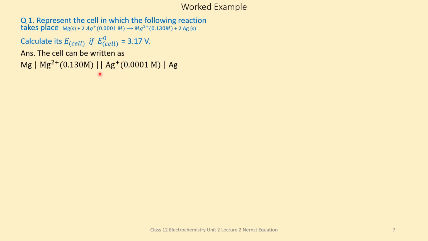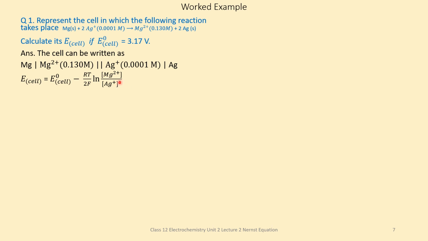The cell equation can be written as Mg2+ with concentration 0.130 M on the left, and on the right-hand side Ag+ 0.0001 M to Ag. So E of cell is equal to E naught of cell minus RT over 2F into natural log of Mg2+ divided by Ag+ squared.